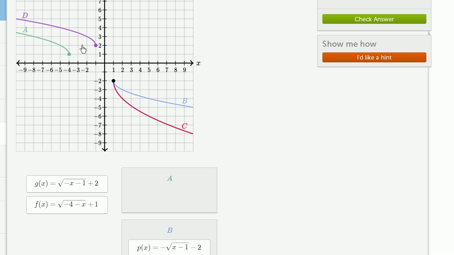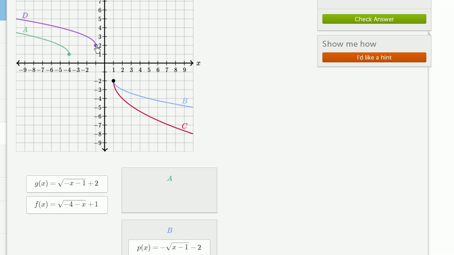And actually, we could figure out which ones these are just by looking at how much they've been shifted in the y direction relative to the square root of x, which would look something like that. I can't draw on this one right over here. Well, this one has been shifted up by 2. D has been shifted up by 2. This one over here, g of x, has been shifted up by 2. And you could also see that it's been shifted to the left by 1.